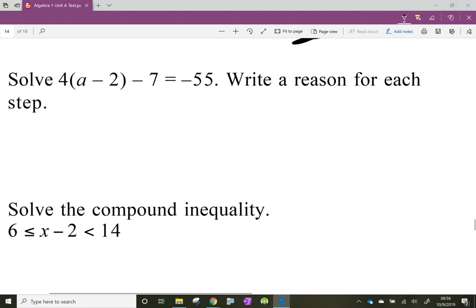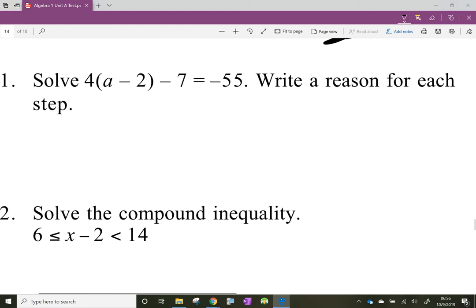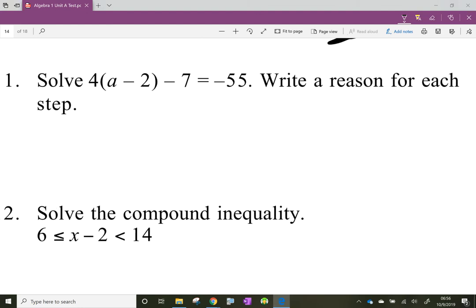Number 11. Solve for A and write the reason for each step. I'll go ahead and write the reason for each step as well. So we have 4 times A minus 2, minus 7 equals negative 55. I'm just rewriting the problem right now. Now, the first thing I notice is these parentheses, right? We have 4 times A minus 2.